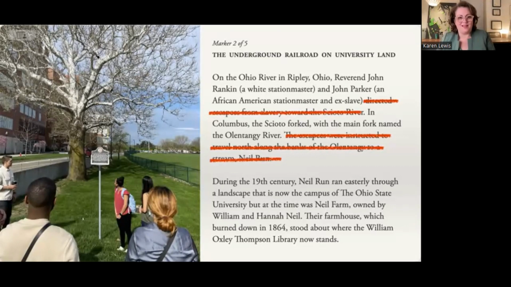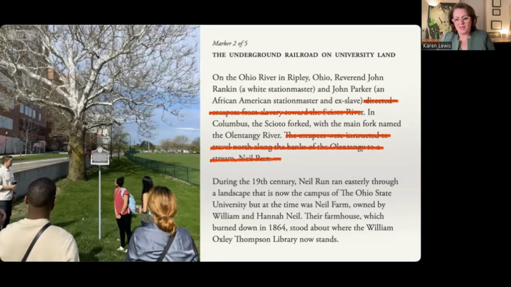my little red lines, like if I took out the red lines or took out those little sentence fragments that I've crossed out in red, all of this is factually accurate. During the 19th century, the Neal Run ran easterly through a landscape that's now the campus of The Ohio State University. Yes, that's very, very true. All of these things are true, but there's just a little bit of a twist to some of this interpretation that actually results in a cascade of difficulties.